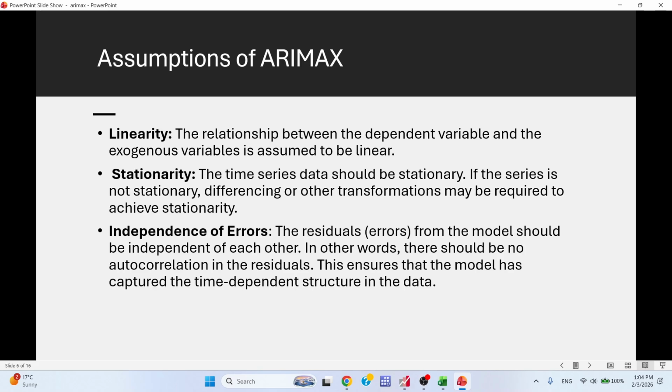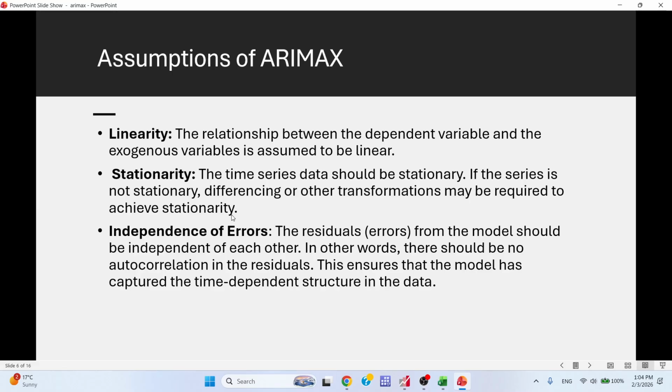So next comes the assumptions for the ARIMAX model. The first assumption is that the model should be linear in terms of variables. The relationship between the dependent variable and the independent or exogenous variables is assumed to be linear, and the time series data should be stationary. If the series is not stationary, differencing or transformation may be required to achieve stationarity.